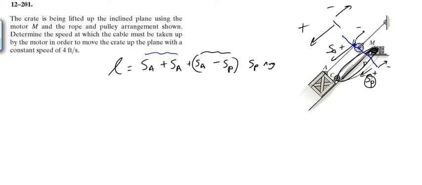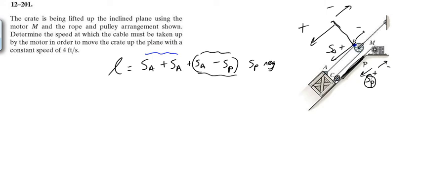So that means the total length of the rope is going to be SA, this segment, which is always positive, and this segment, which is always negative. So the total length has to always be positive. That's why you have this SA minus SP, because SP in this case is now a negative number for any length of the rope on this side.